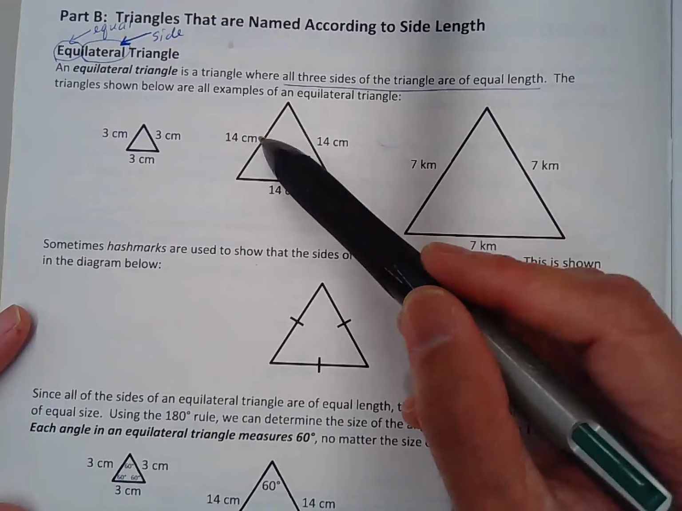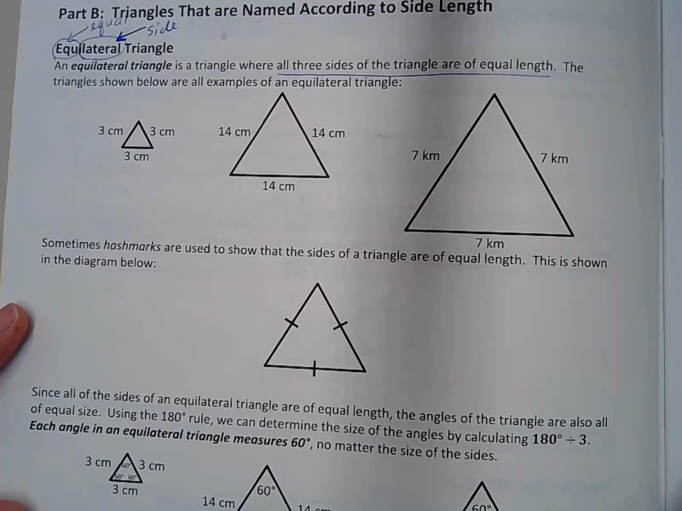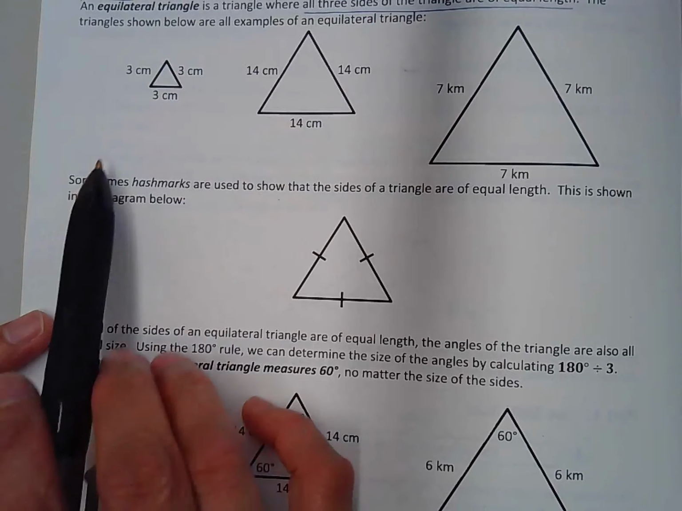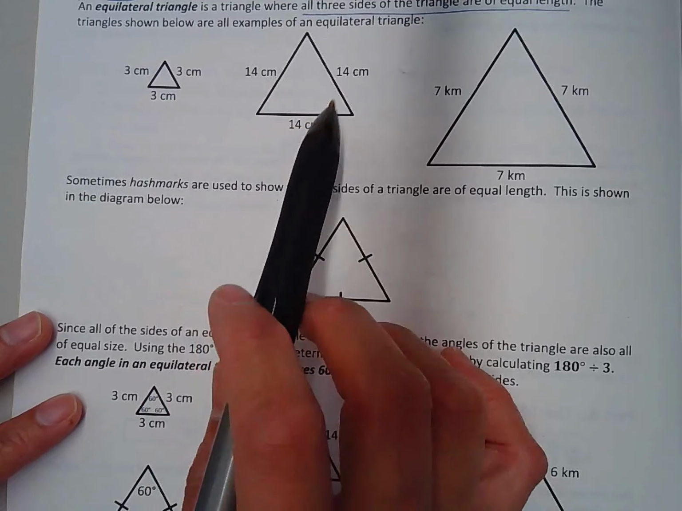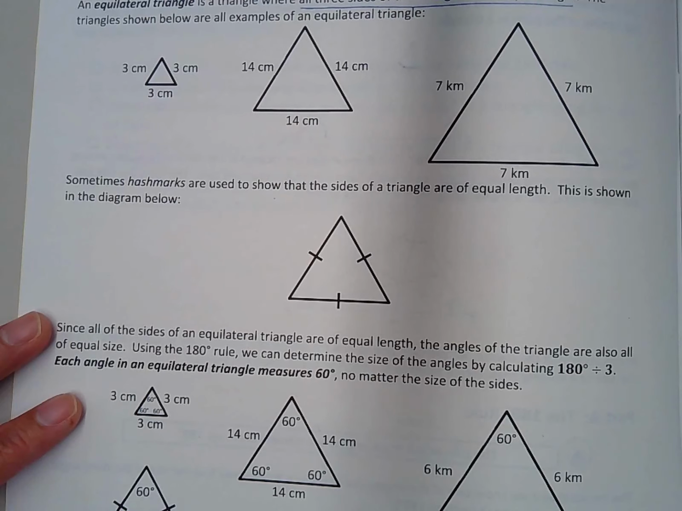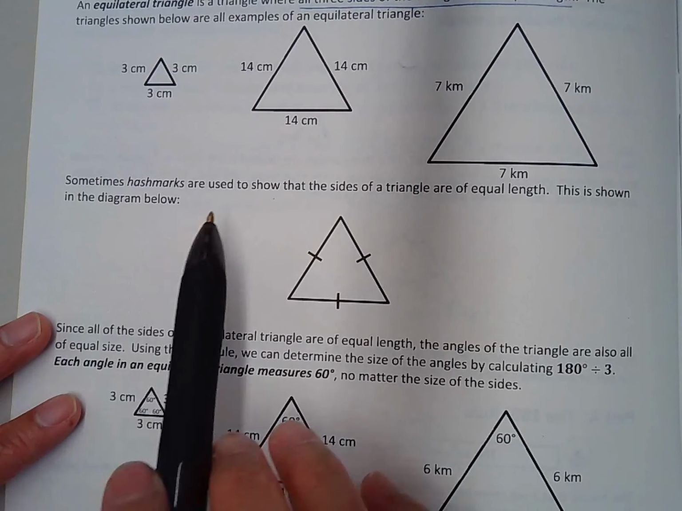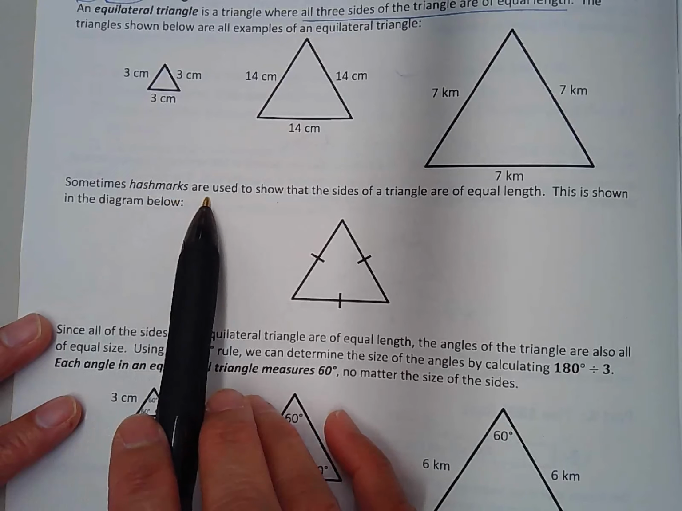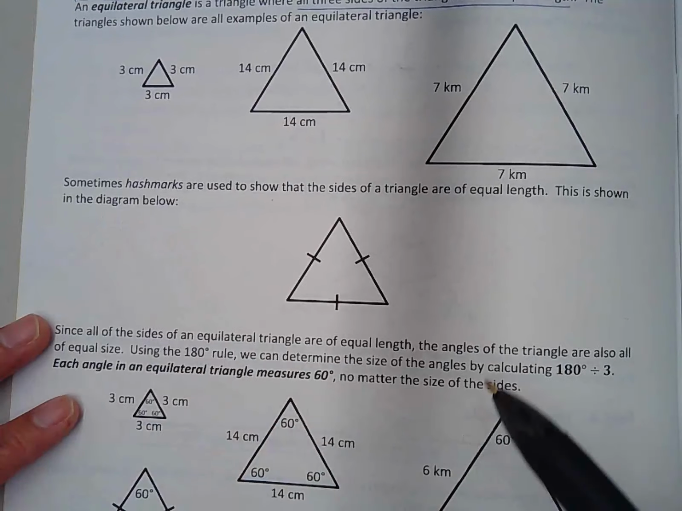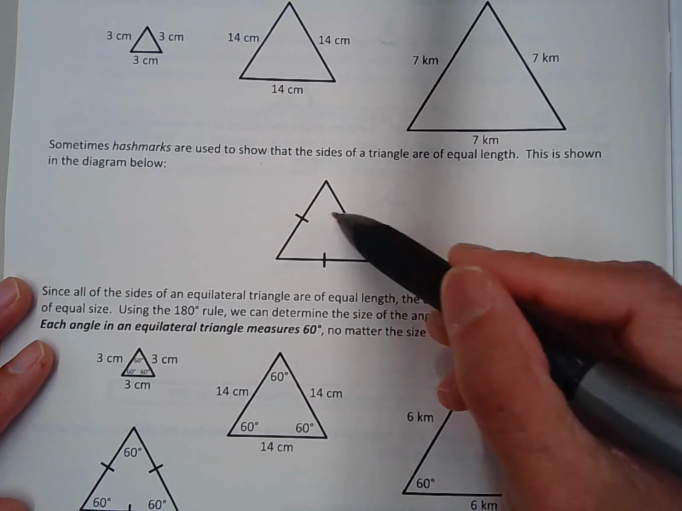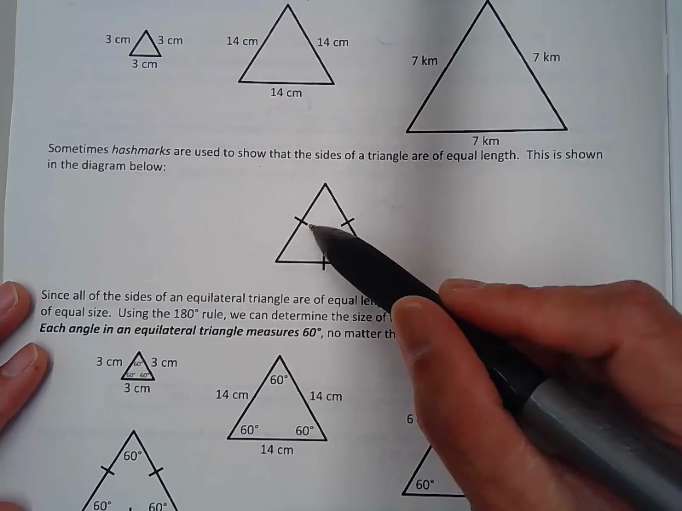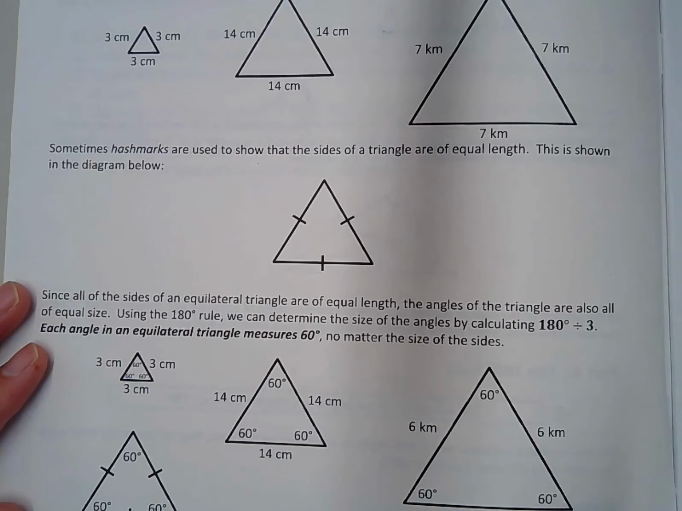So 3, 3, 3, 14, 14, 14, 7, 7, 7. Now, the thing about this is sometimes instead of writing 3, 3, 3, 14, 14, 14, 7, 7, 7, there's like a mark showing that they're equal to each other. So sometimes hash marks are used to show that the sides of the triangle are equal length. This is in the diagram. So if there's a line there, that means that all 3 sides are equal to each other. Okay?